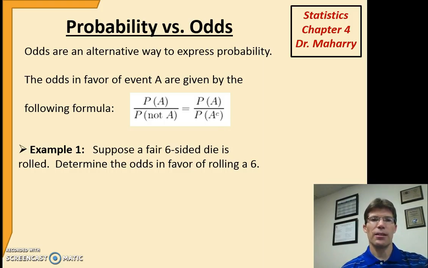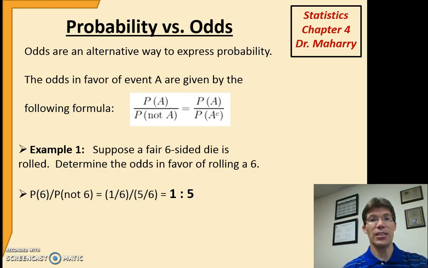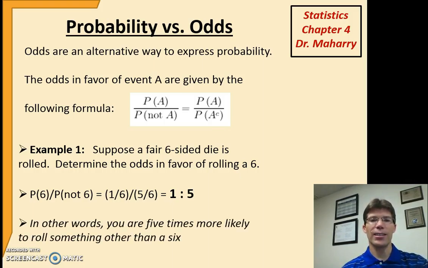So let's look at some examples. Suppose we take a fair six-sided die. Determine the odds in favor of rolling a 6. So we would take the probability of a 6 divided by the probability of not rolling a 6. There's a 1 in 6 chance we roll a 6. There's a 5 in 6 chance we don't roll a 6, or roll something else. So we end up with odds 1 to 5. Or another way to think of this is you're 5 times more likely to roll something other than a 6.